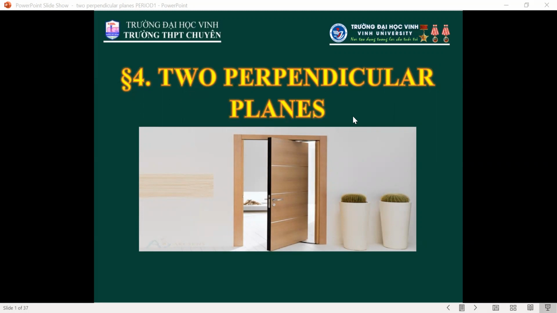How do we define two perpendicular planes? The lesson will answer the question. Now we move to the lesson.